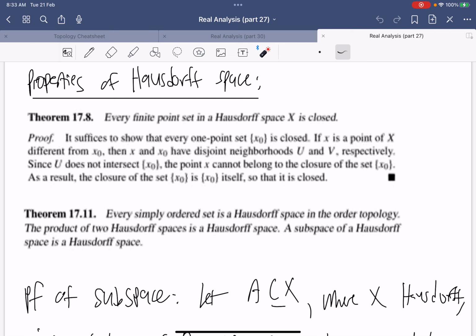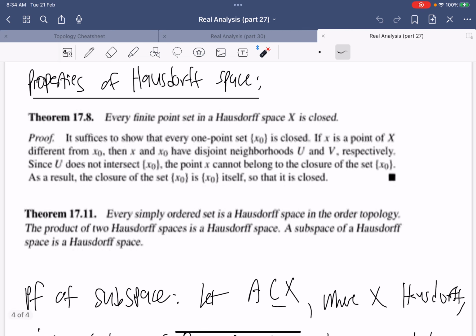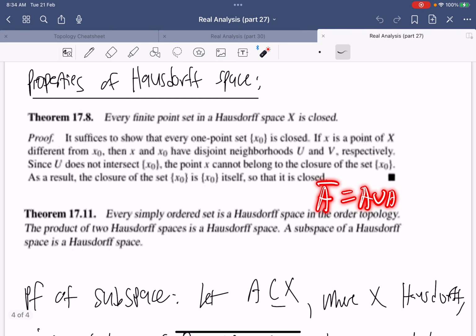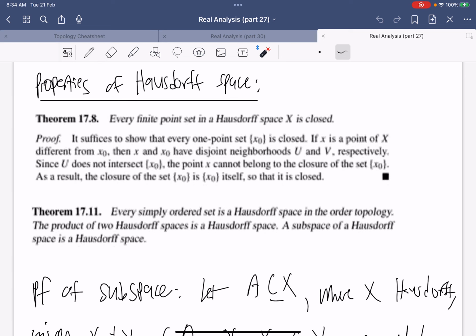So what does it mean? Let me repeat, what does it mean by does not intersect X0? Because they are disjoint, the intersection of this neighborhood with X0 is empty for all X. So this means that none of the points are limit points. And so for X0, the closure equals A union A prime, which is just A, because A prime is empty. So since the closure equals itself, the one point set is closed.